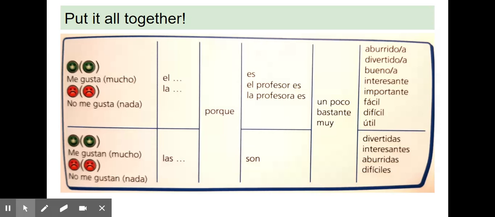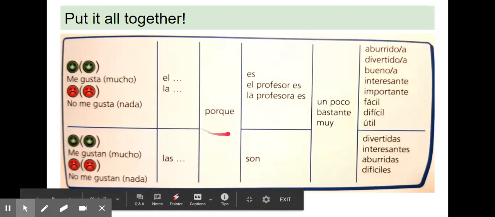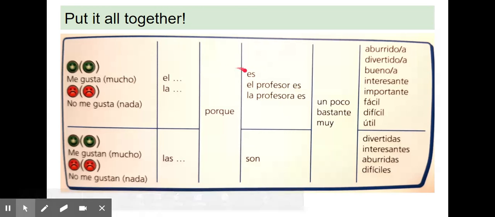Maybe you want to try and get into secure. So you're going to add this word, porque, which means because. And then you're going to add the word es, because you want to talk about why you like that subject. And then over here we have our adjectives. So right back to the beginning. Me gusta mucho el español porque es interesante. So now I've just produced a secure sentence because I've said how I feel about the subject.